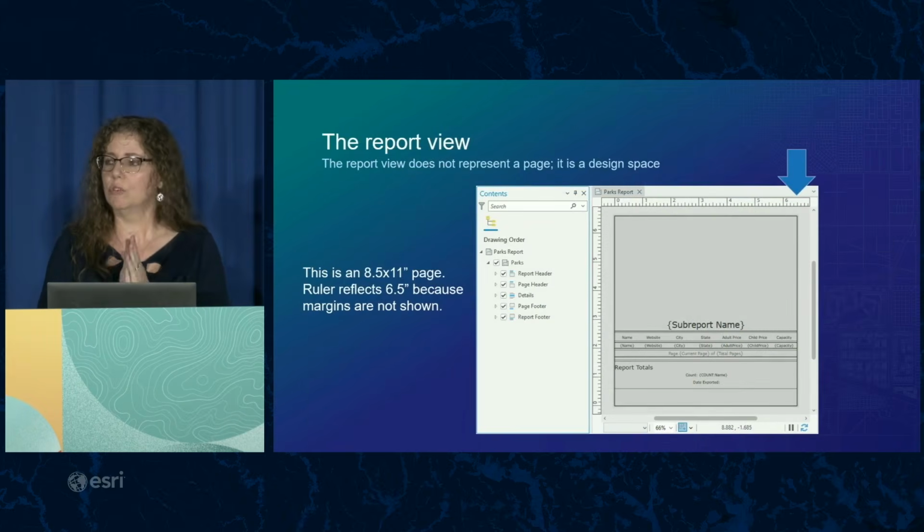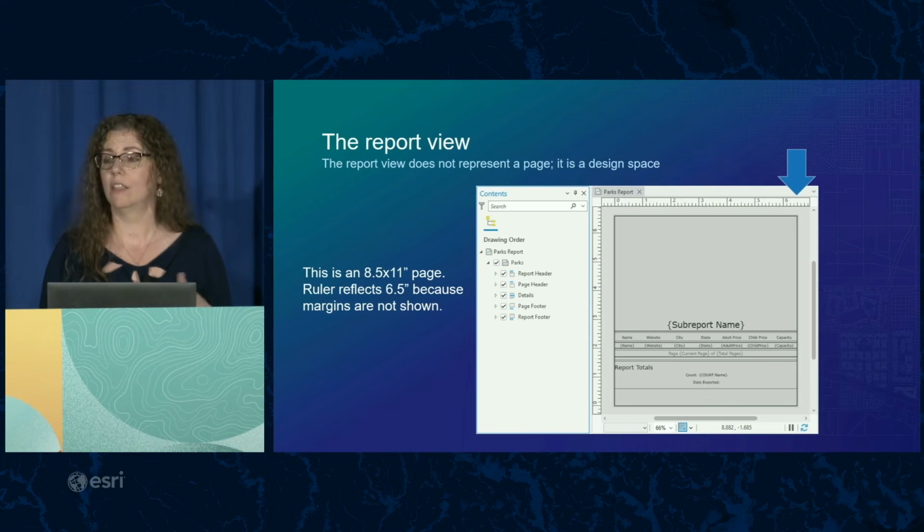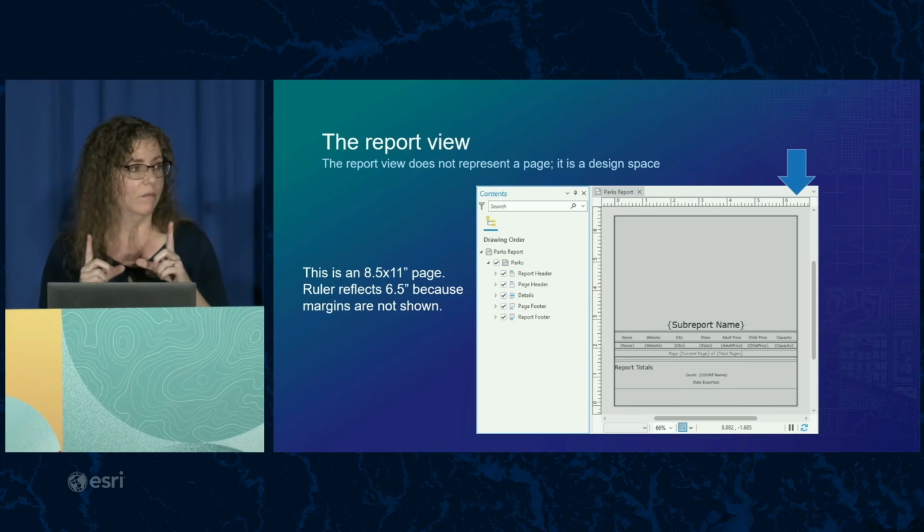Think of a report view as a design space. There are no margins seen, and it can often appear taller than a literal page because of how a report is built. In this instance, we have an 8.5 by 11 page, but our ruler is reflecting 6.5 inches wide because of those two 1-inch margins that are not being shown. This allows us to keep all of our elements within the confines of that margin.